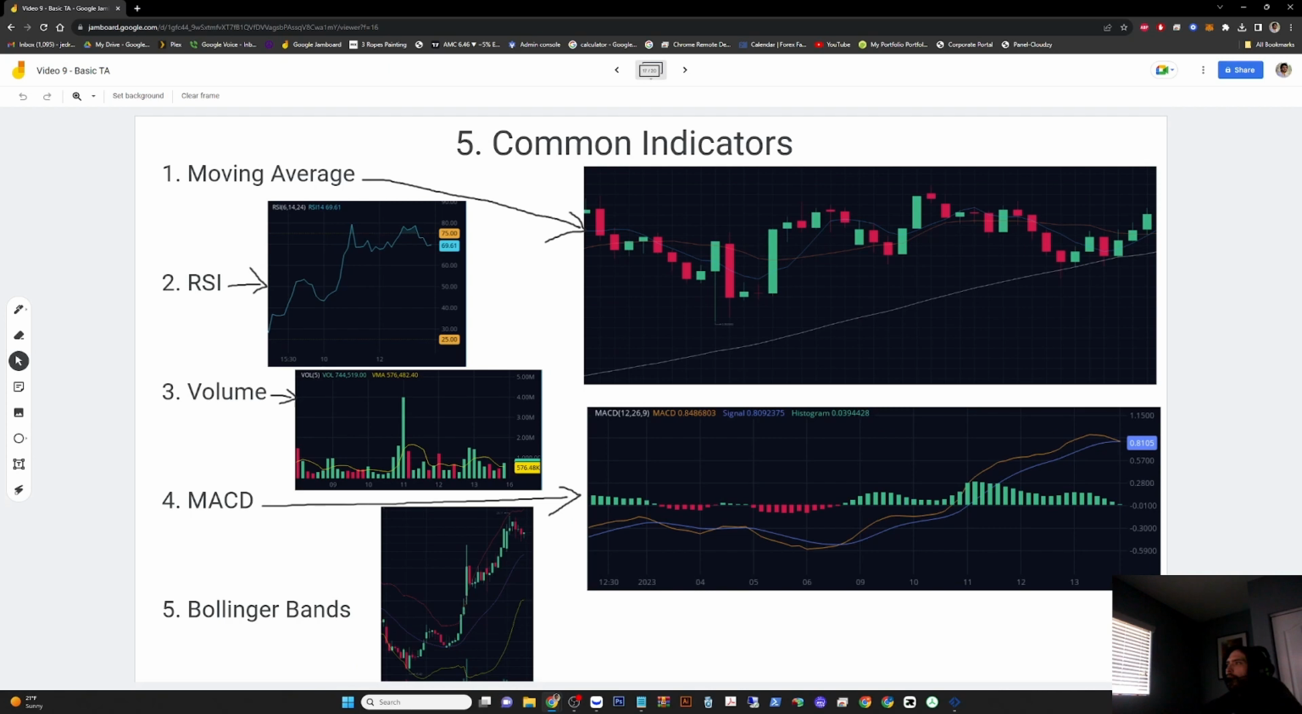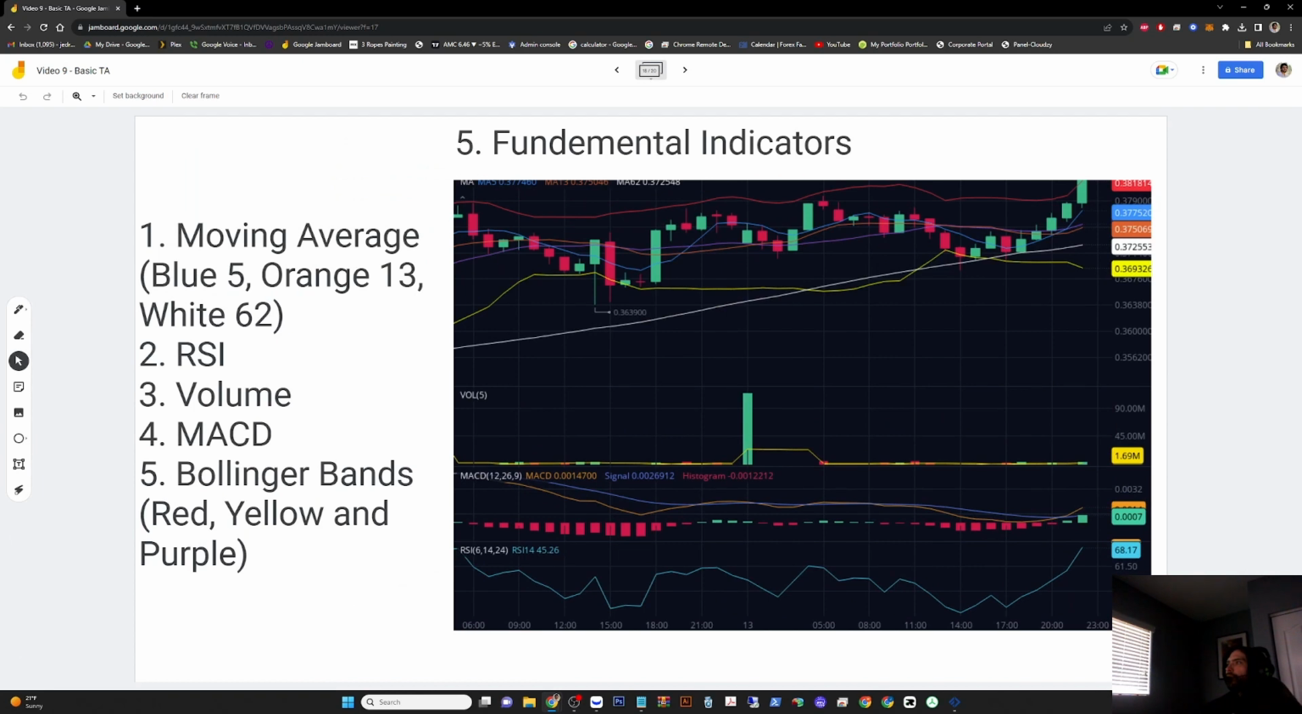5. Common indicators. We'll talk about the moving average, RSI, volume, MACD, and Bollinger Bands. This is just a basic overview so that you understand a little bit about what they are and aren't too confused in future lessons. You can see them all here on one chart. I have 3 moving averages on the chart. They're blue, orange, and white.